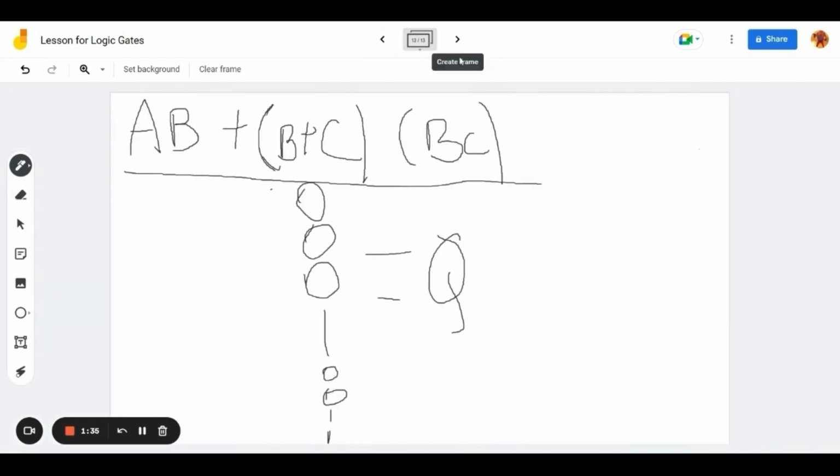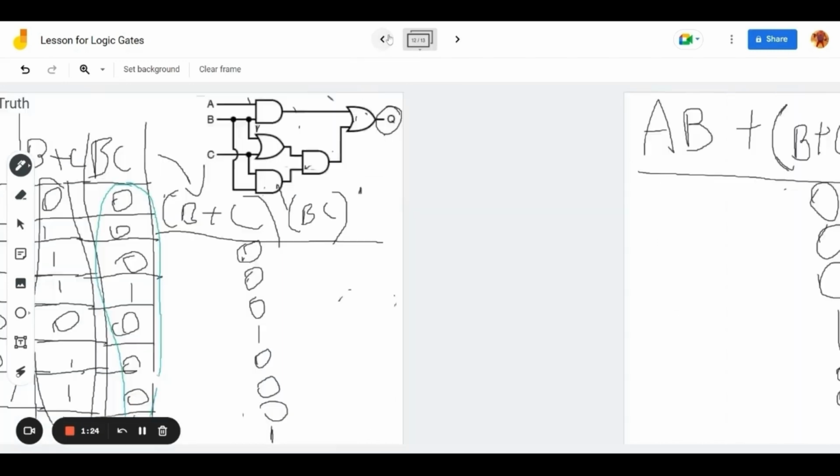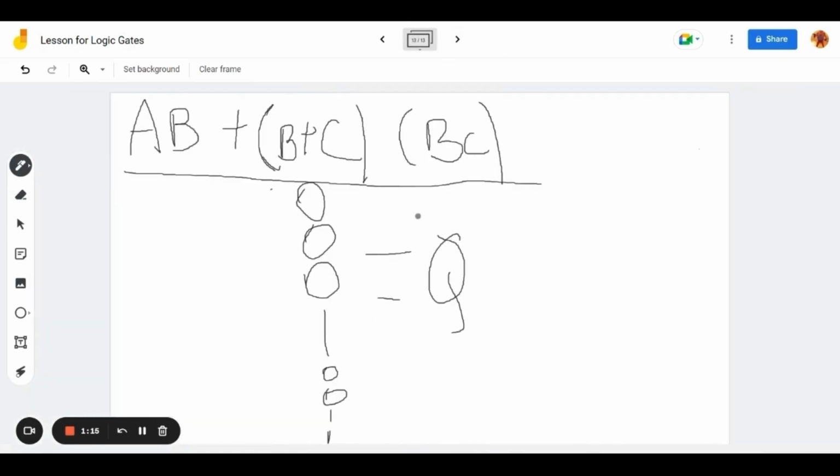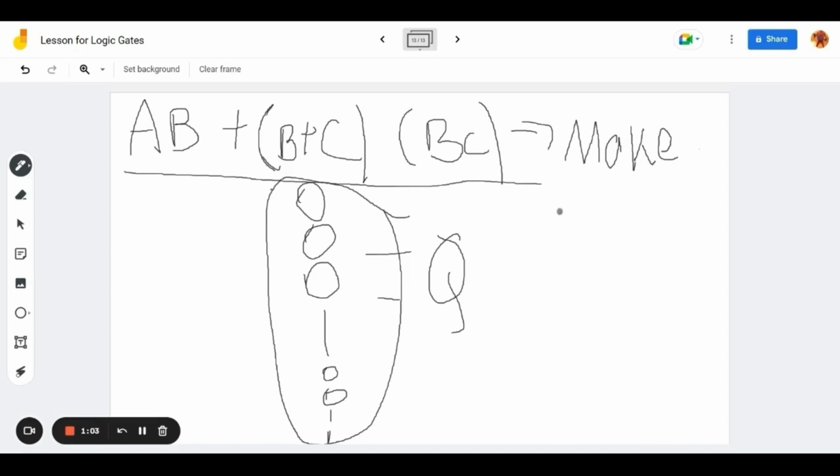The next part we're going to be learning is Boolean algebra. Boolean algebra is basically just another way of solving these equations. Just like how we can solve this schematic by doing this truth table here and getting the answer through the truth table, which is right here, we could solve this equation and make it simpler. And to make it simpler, we need to do Boolean algebra.